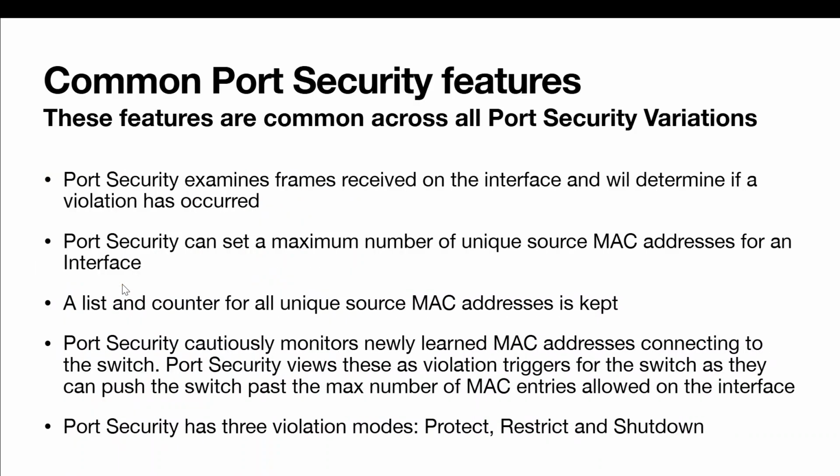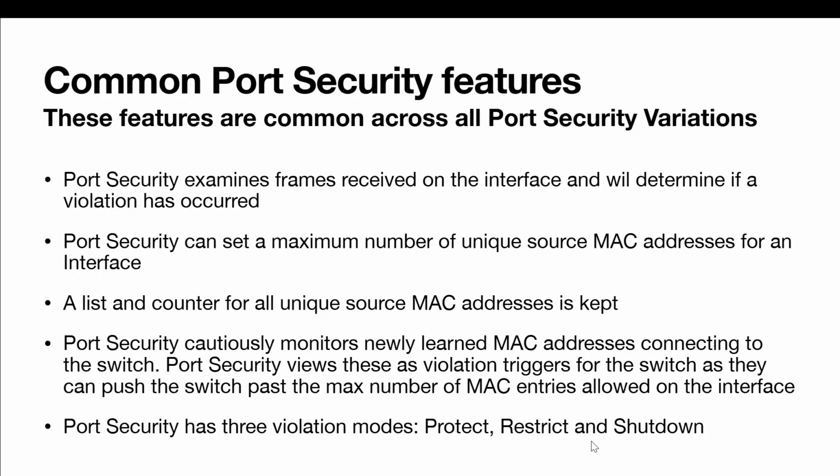So, common port security features. Port security examines frames received on the interface and will determine if a violation has occurred. And then if a violation has occurred, there are three different types of responses we can have, which we'll cover right here. So port security has three violation modes: protect, restrict, and shut down. I will explain what those mean.